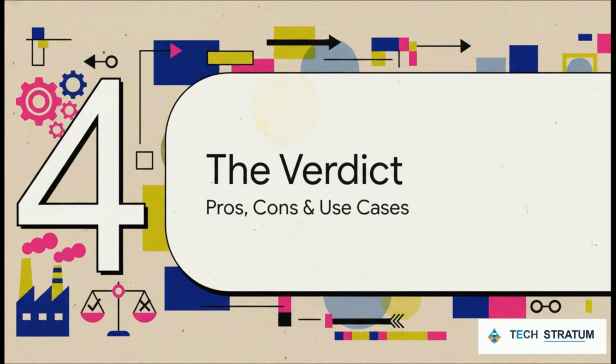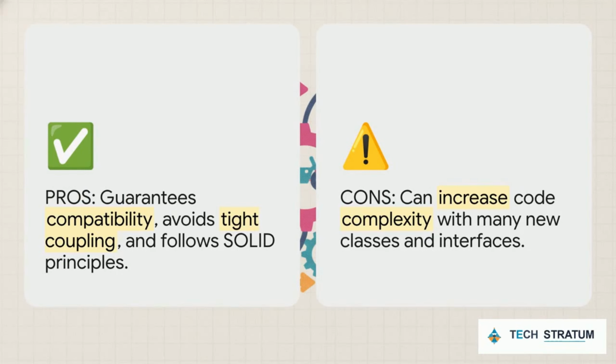Okay, we've seen the problem, we've seen the structure, and we've walked through a practical example. So let's get to the verdict and see how this all balances out. What are the pros, the cons, and when should you actually reach for this pattern in your own projects? The benefits here are pretty significant. First, you get an ironclad guarantee of product compatibility. You also achieve loose coupling, separating your client code from the concrete implementations. And as a bonus, you're following key SOLID principles like single responsibility and open/closed.